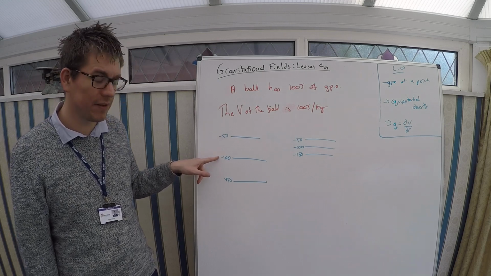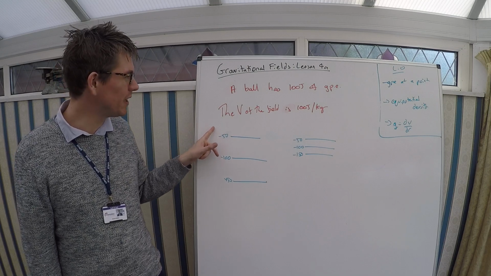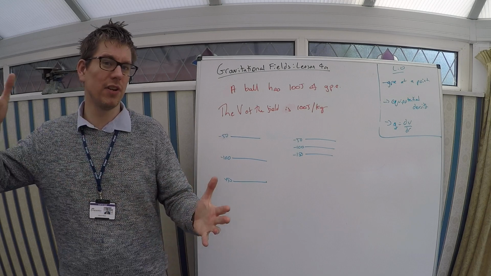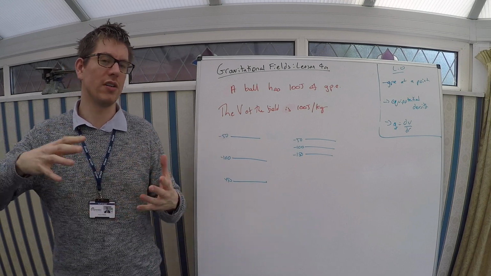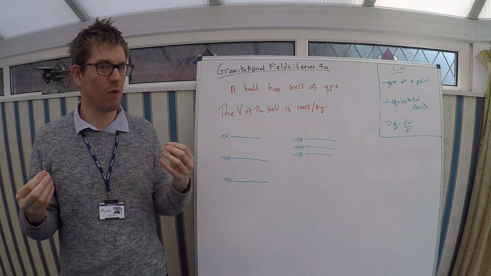At this point in the field, it'll have minus 100. At this point, it'll have minus 50. As we go closer and closer to infinity, remember infinity being infinitely far away, we'll trend towards 0, because we define the potential as 0 at infinity.